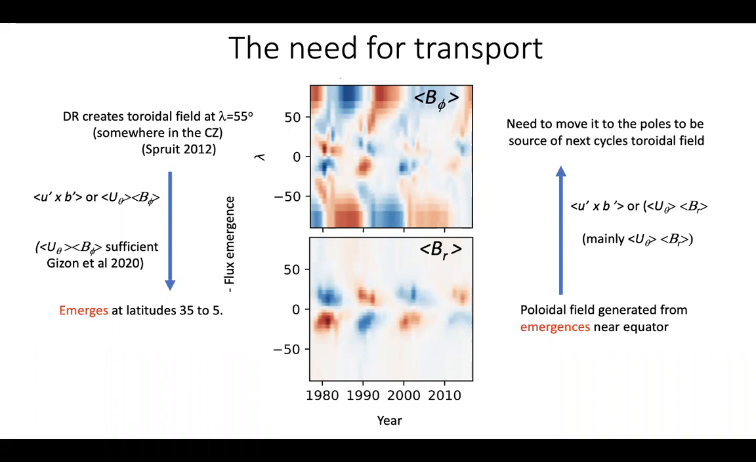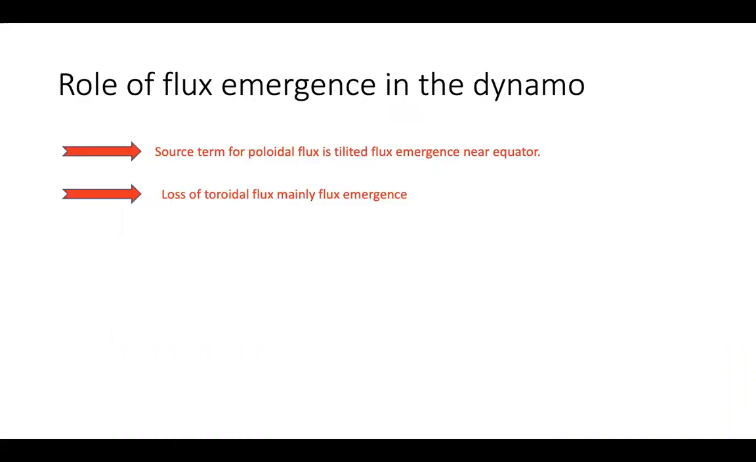And here again, it has to be small scale correlations in the small scale quantities, or the large scale meridional circulation at the surface carrying the radial field to the poles. And the observation shows that it's mainly the large scale flow carrying the large scale radial field at the surface to the poles. The critical bit, which I haven't discussed in nearly enough detail, is the role of flux emergence.